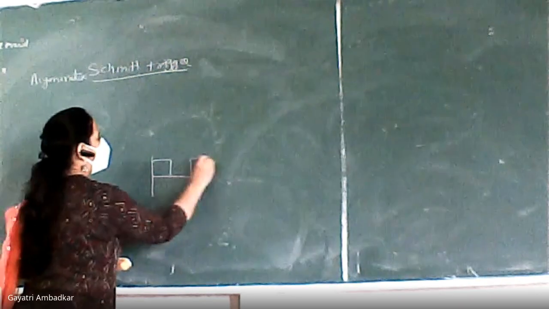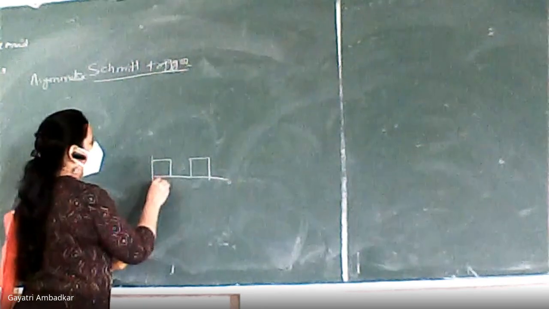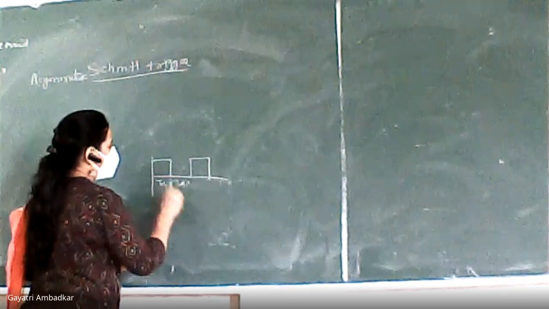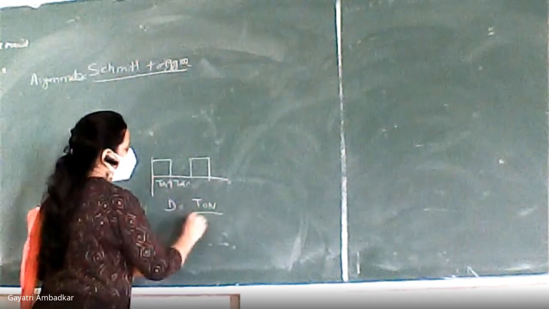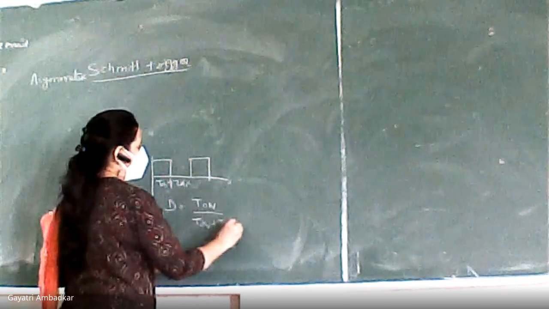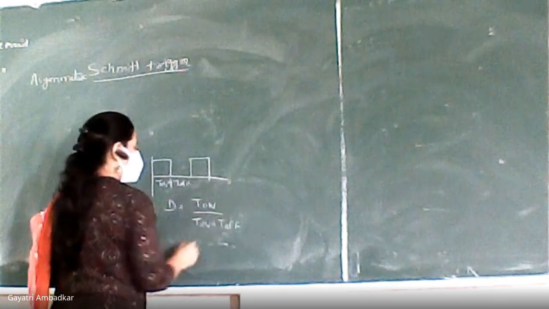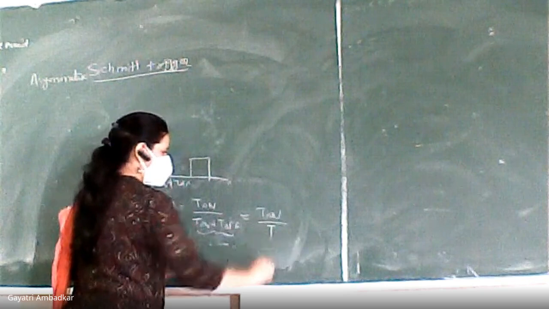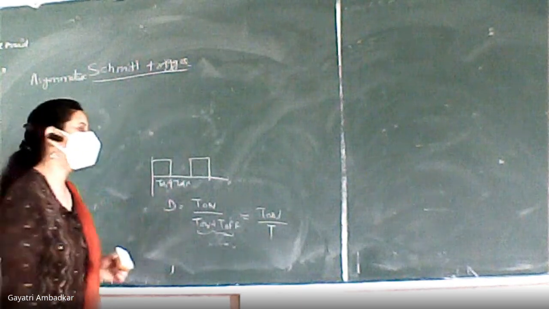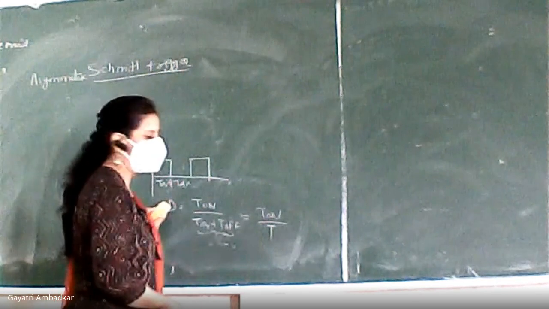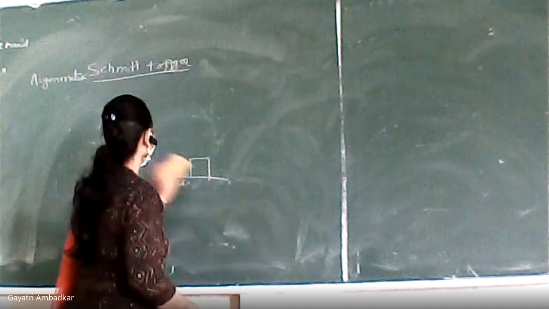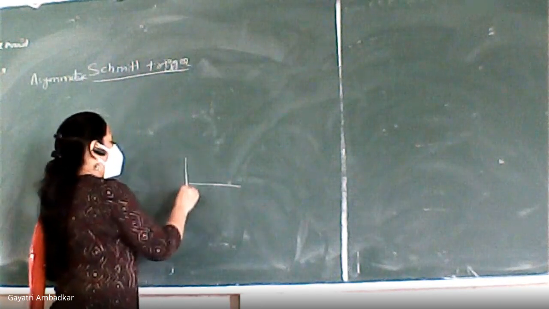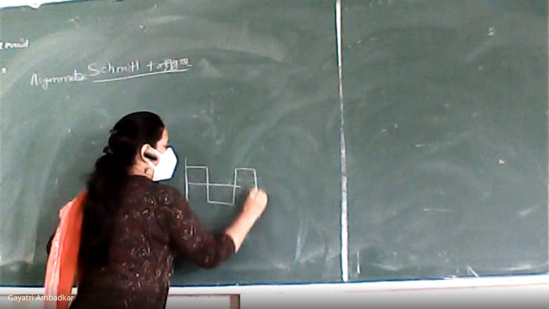If I am drawing this waveform, this is on time, T on, and this is off time, T off. So duty cycle D is equal to T on upon T on plus T off. T on plus T off is nothing but your total time period T. So D is T on upon capital T, on time upon total period of the waveform, and you can express it in percentage. So I can get a variable duty cycle, or I can have the waveform which I have got from Schmitt trigger.